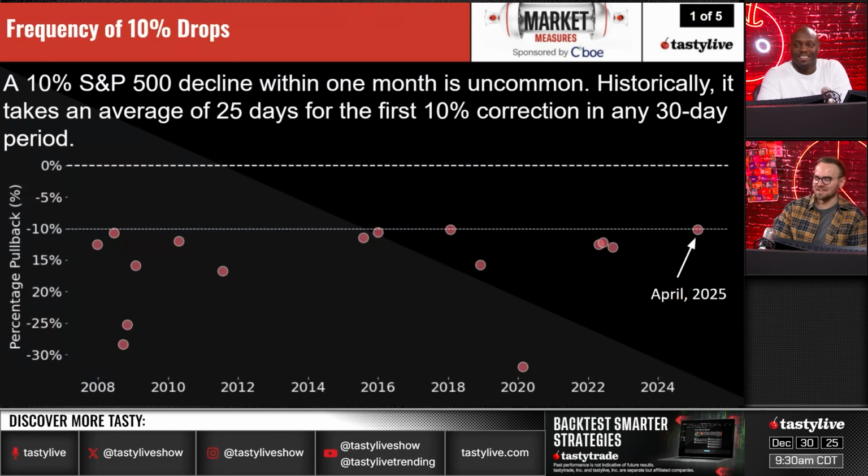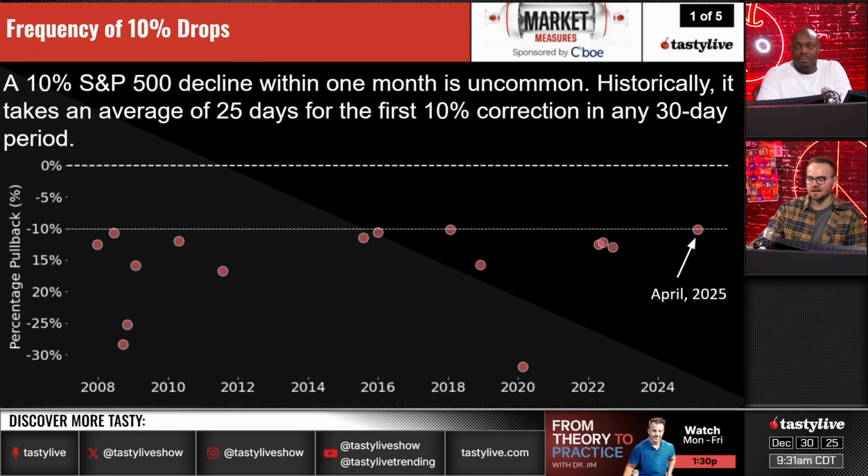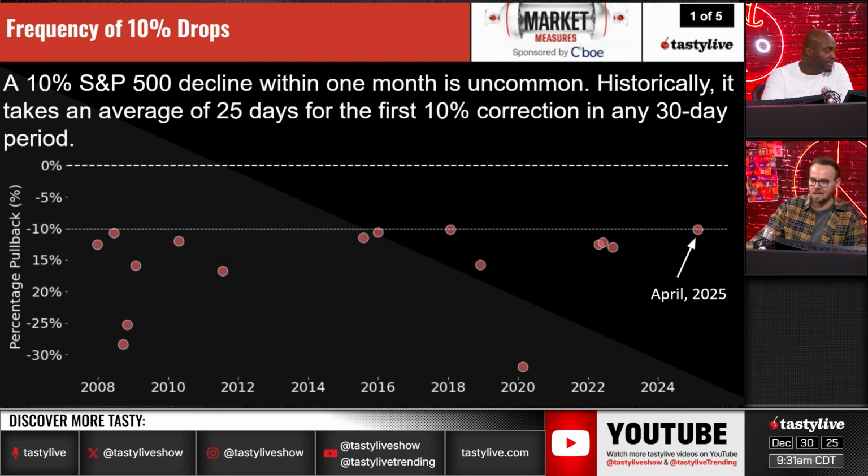Yeah. Let's dive in. Frequency of 10% drops in the S&P 500 within 1 month is uncommon. Historically, it takes an average of 25 days for the first 10% correction in any 30-day period. And these dots are there, but this goes from when I was in high school to now. Like, this is a long time. So 10% drops, we've got a handful of them, and they do happen. They will continue to happen, even though we're in this crazy bull market.